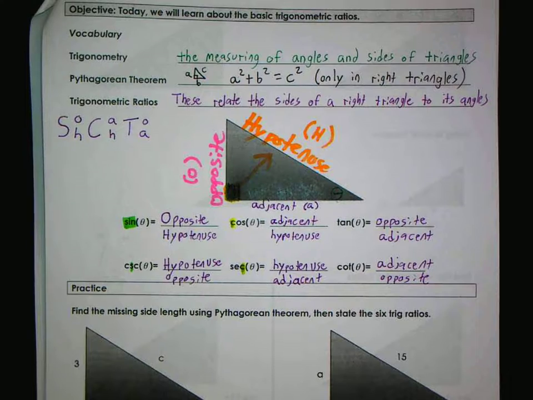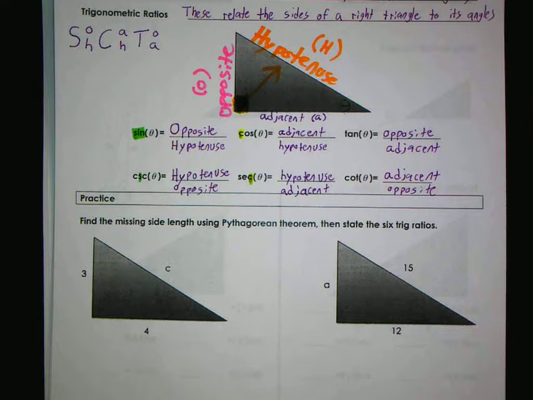Now all I want you to do today is to be able to set up ratios. And then tomorrow, after they're set up, you're going to solve. But today we're just going to set up the problems. Real fast, Pythagorean theorem.